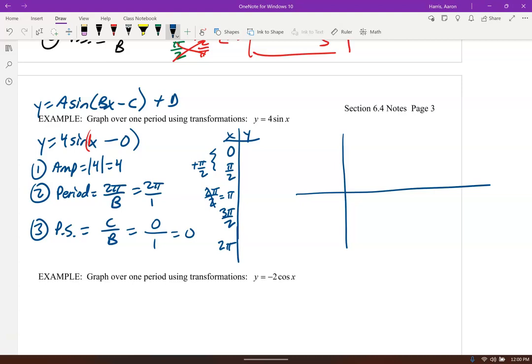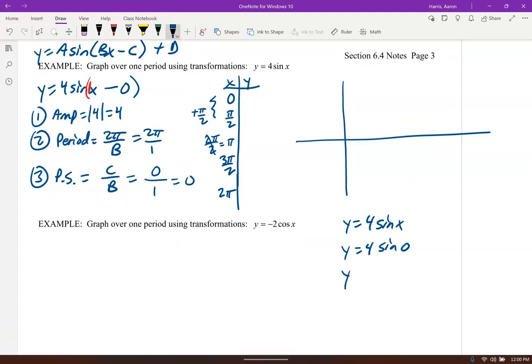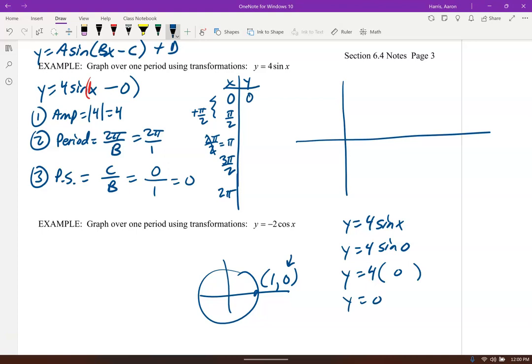So let's throw in the first one. I got 4 sine of x. I'm throwing in 0. 4 sine of 0. So I look on my unit circle. I find the sine is 0. Sine of 0 is 0. So I got 4 times 0. Well, 4 times 0 is 0. So there's my first point.